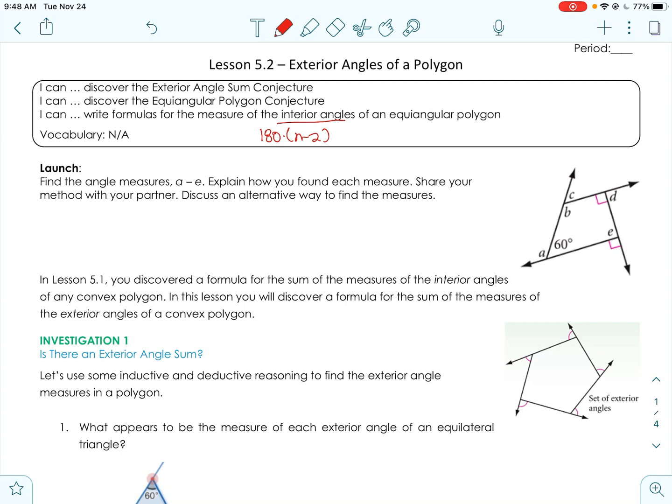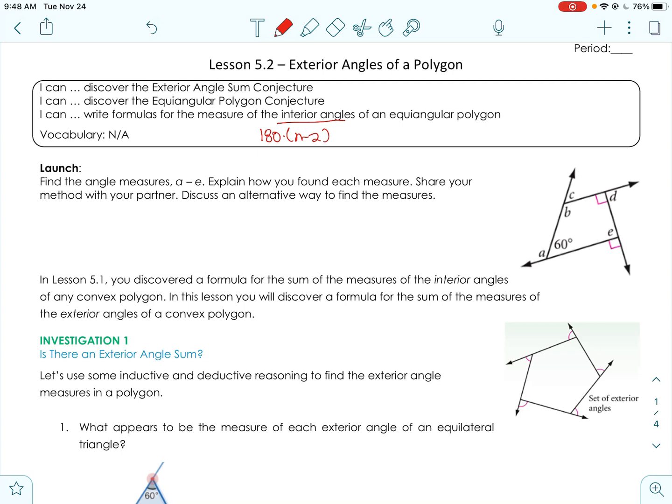So what I would like for you to do is to start the launch activity. You're finding the measurements of angles A, B, C, D, and E. I want you to be able to explain how you found each measurement, and once you have found them, go ahead and unpause the video, and we will go over the answer.